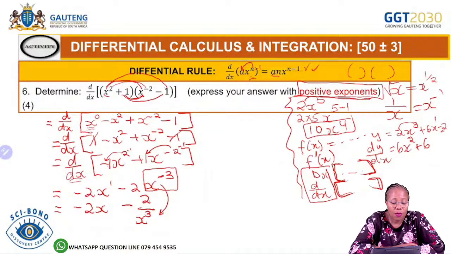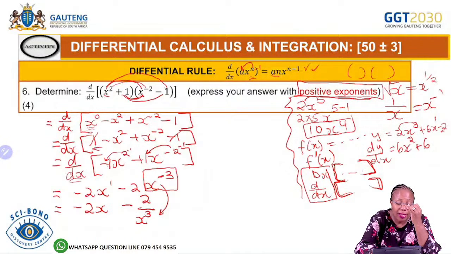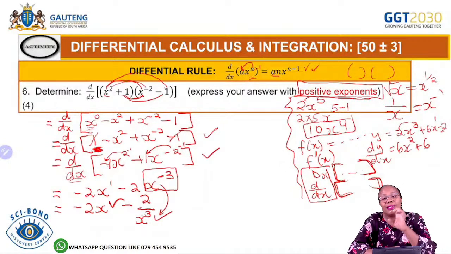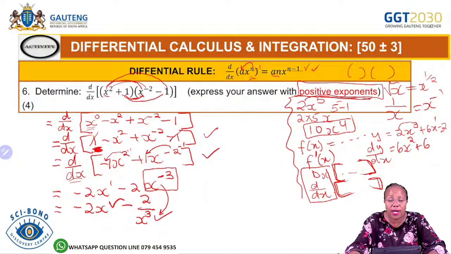Right. And then now let's look at the mark allocation. The first mark will end up with this one here: simplification of that one in that particular bracket. Number 2, the simplified when you have added the like terms and so forth. And then the third mark will be for the first derivative. The fourth mark will go to this one because it's a must that it must be positive. So if you leave it there with a negative exponent, you lose 1 mark, grade 12, because they have indicated that they need the answer with positive exponents. Okay.